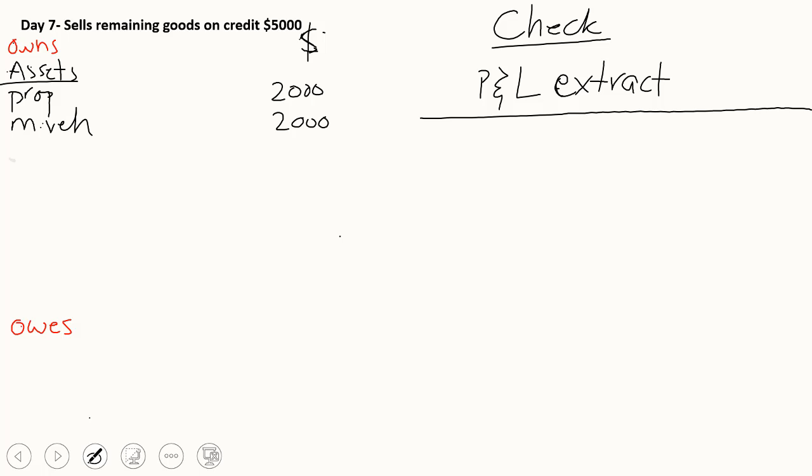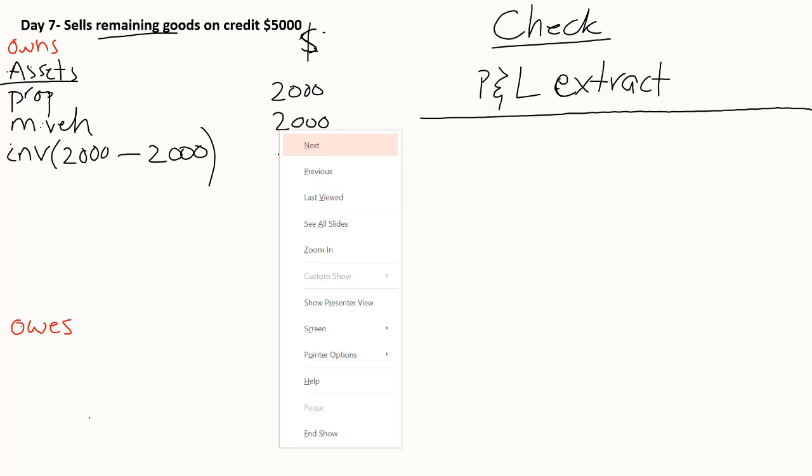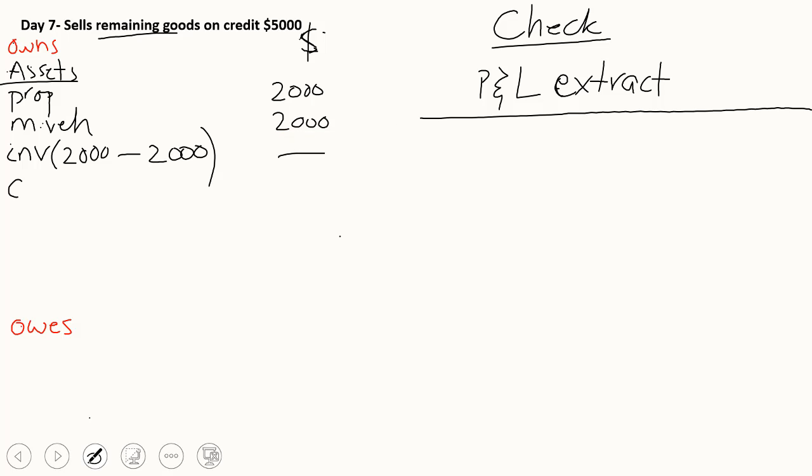Moving to current assets, inventory. Yes. Sell remaining goods means all of the inventory is sold. Initially it was 4,000, then it was reduced to 2,000 because some inventory was sold for cash. But now the remaining is sold as well. So 2,000 minus 2,000 and it's nil. Cash. Is there any effect on cash? No, because it is sold on credit, not on cash. So cash will remain same, 8,000.